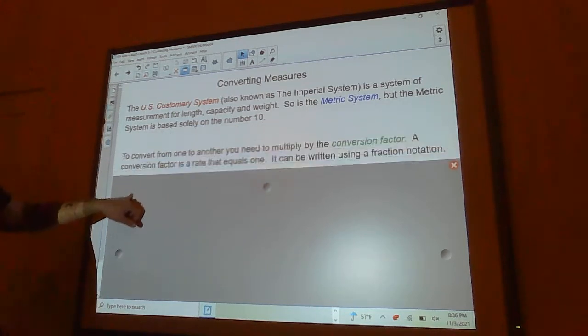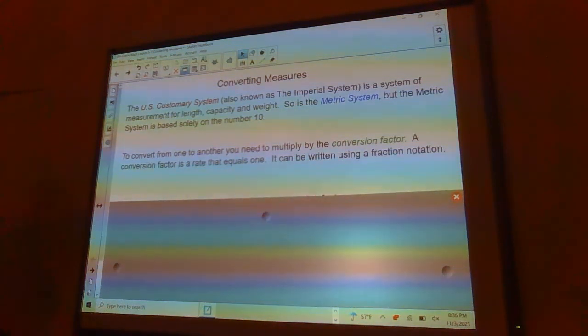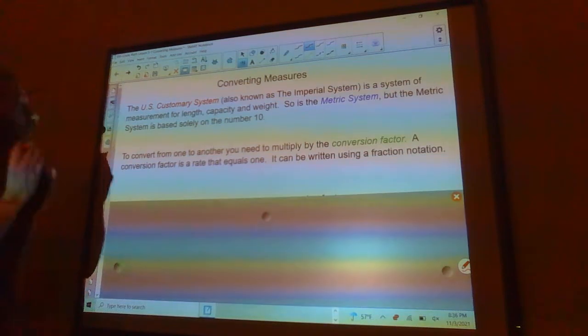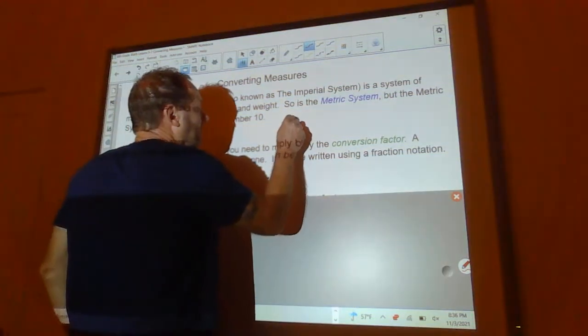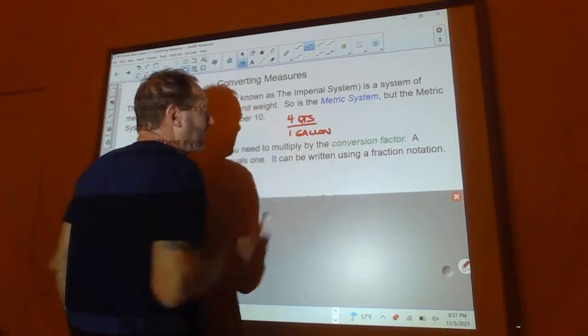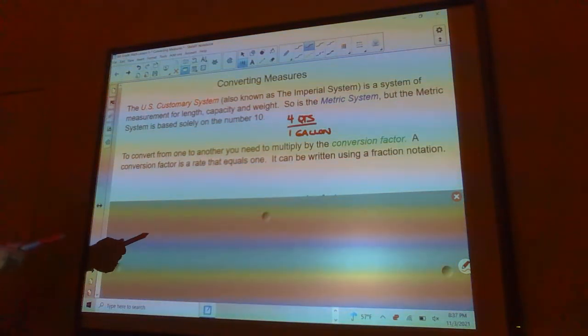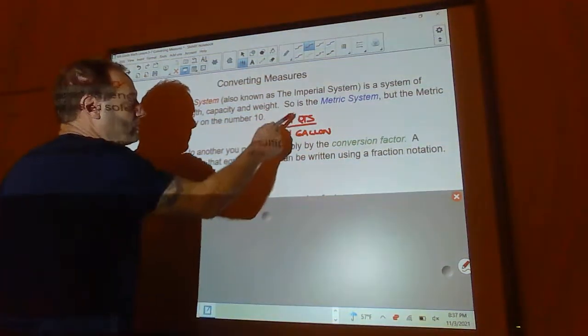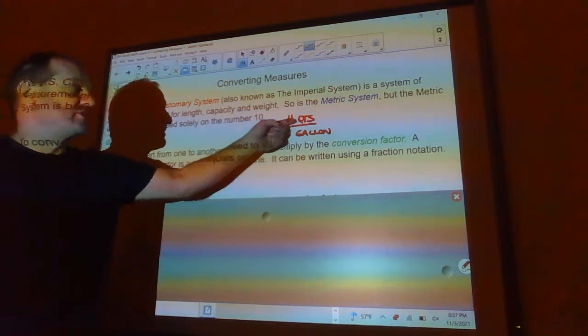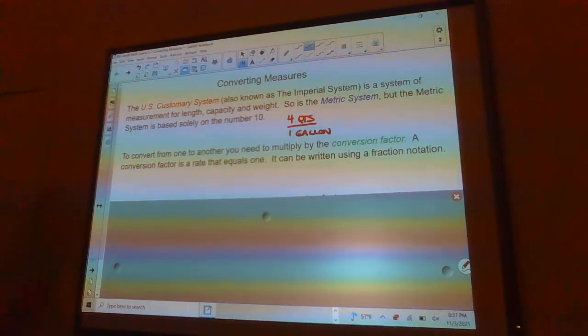Okay, so to convert from one to the other, you need to multiply by a conversion factor. A conversion factor is a rate that is equal to 1, and it can be written in fraction notation. So, for example, 4 quarts is 1 gallon. So you can write 4 quarts is to 1 gallon. Now, that's a conversion factor, and this has a value of 1. Even though it's 4 over 1, these two things are the same thing, and when you divide by the same thing, you get 1.